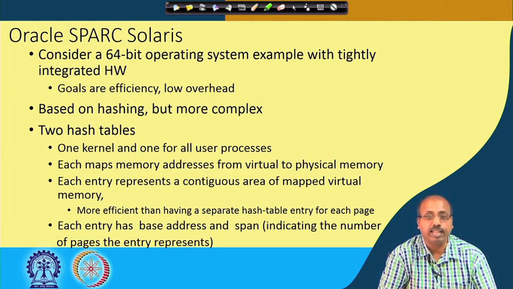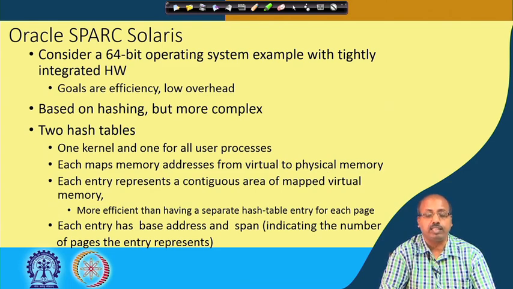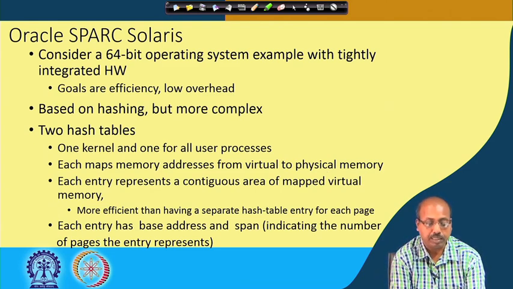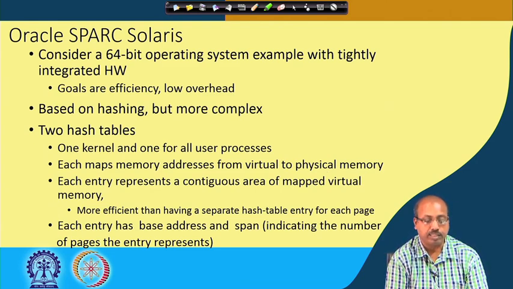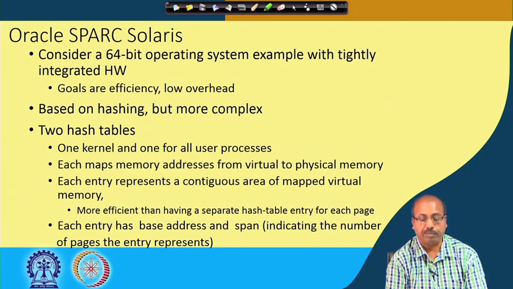For the kernel hash table, the kernel pages are more or less fixed, so they are using this part, and for the other users there is another hash table. Each of them maps memory addresses from virtual to physical address, and each entry represents a contiguous area of mapped virtual memory. That is true for any hash-based page table organization. It is more efficient than having a separate hash table entry for each page.